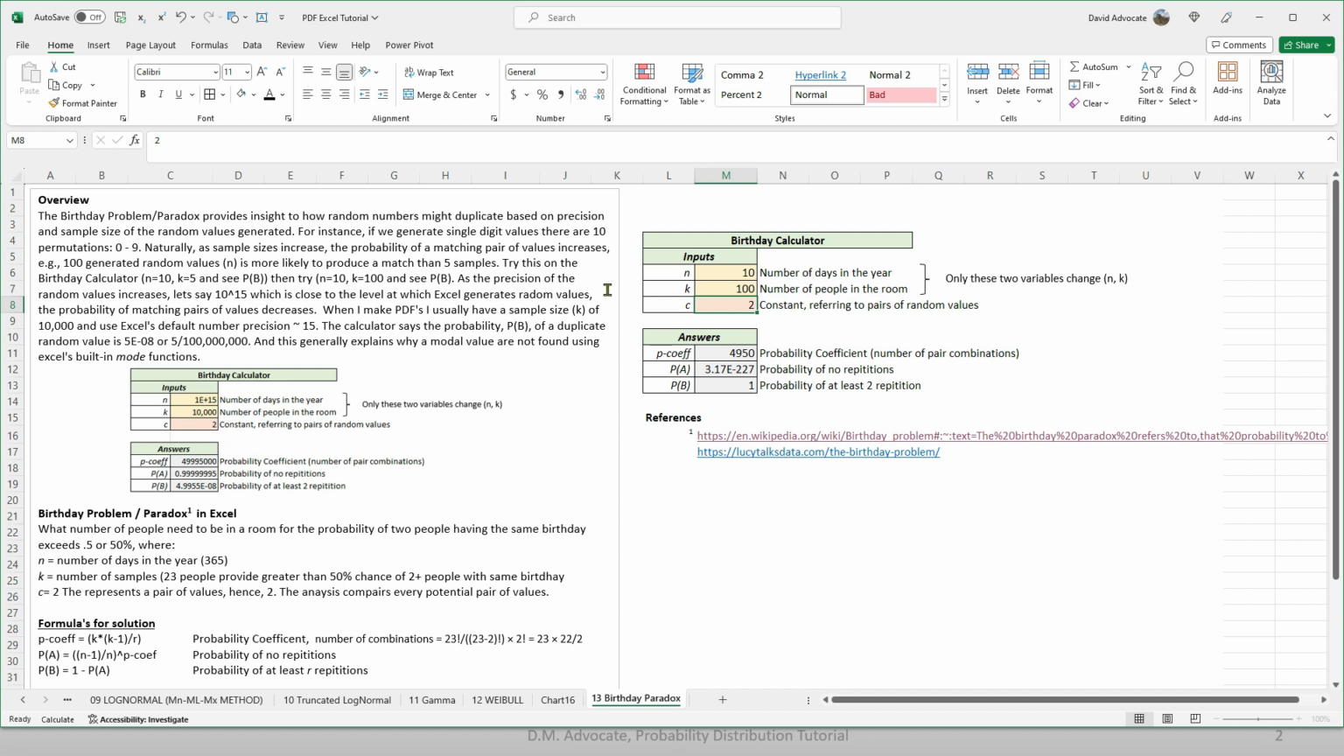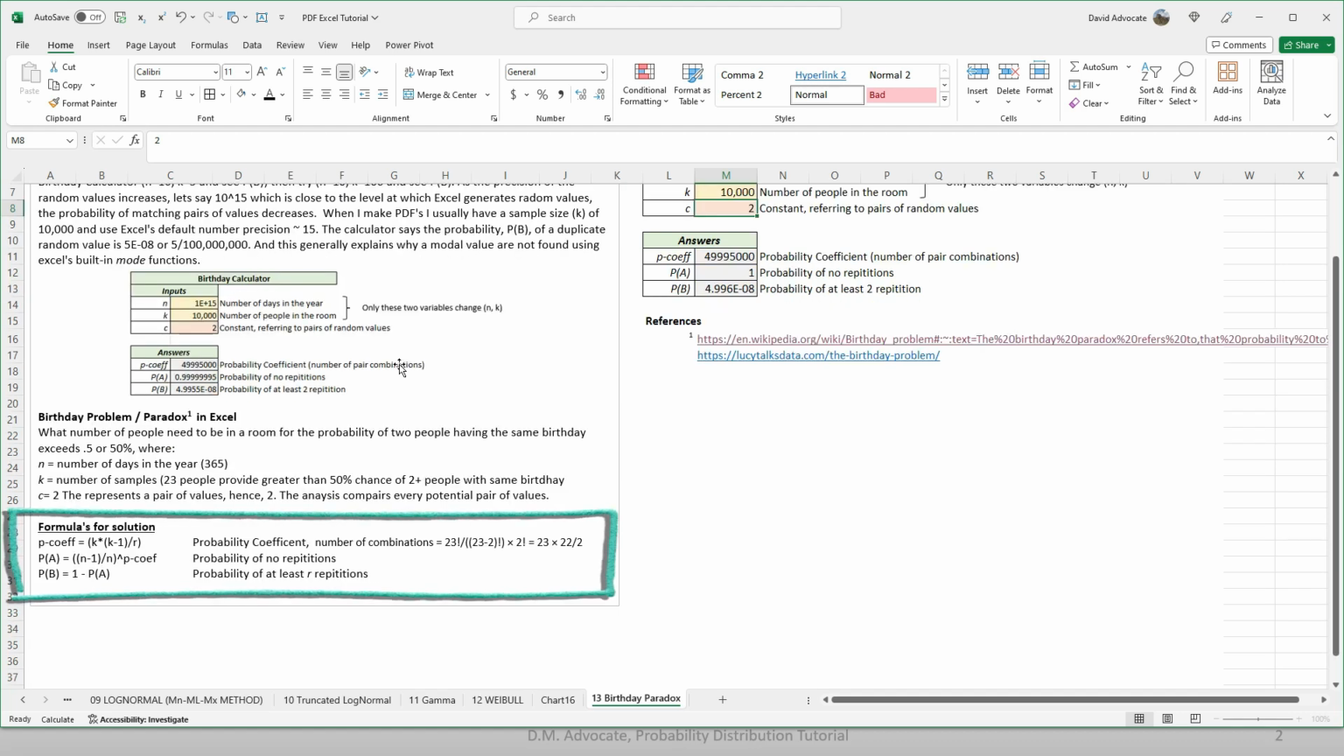As the precision of the random values increases, let's say to 10 to the 15, which will equal 10 raised to the 15, and we take 10,000 samples, which is what we typically use when we're making PDFs. Shift F9, and we can see that the probability of generating a duplicate value is about 5e to the minus 8, or 5 out of 100 million. And this generally explains why a mode value is not found using Excel's built-in mode functions.